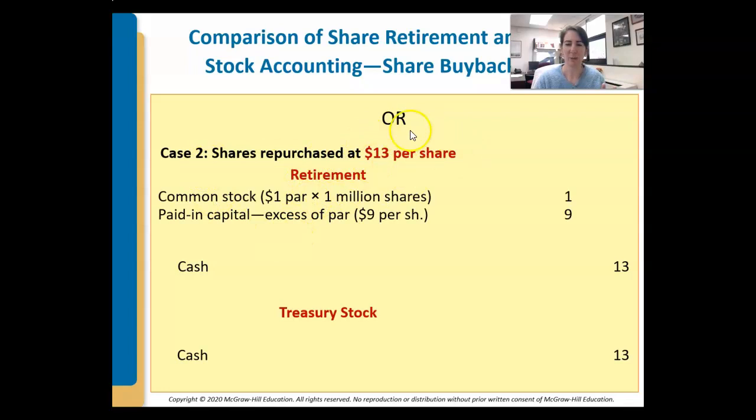We'd record the cash, we'd have a credit to cash for the $13 a share. That piece doesn't change, right? Because cash has to go out to buy these shares of stock. We would reduce the transaction as we did before, right? We'd reverse that original piece. Debit common stock, debit paid in capital excess of par for the original, right? The reversal of the original, if you will.